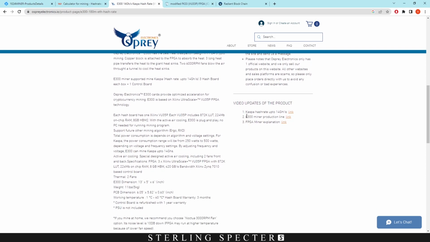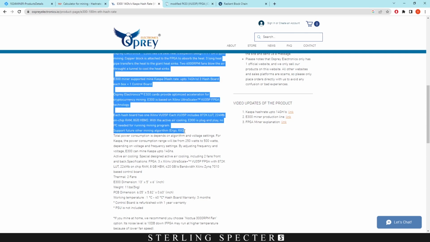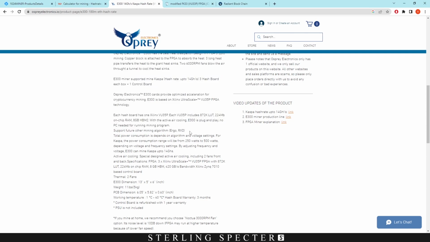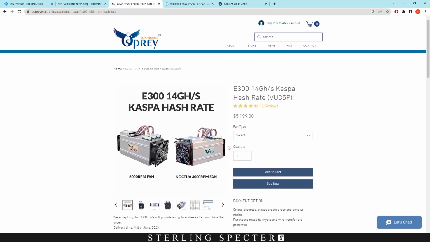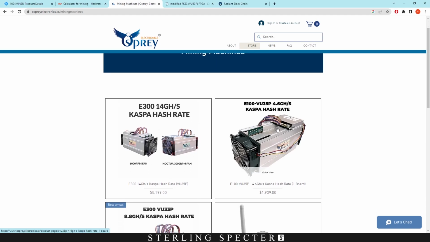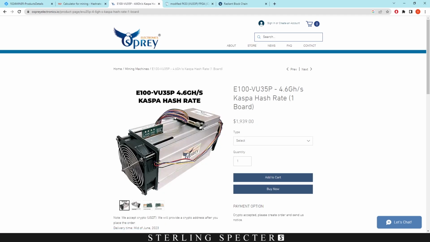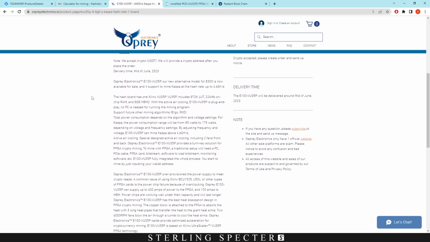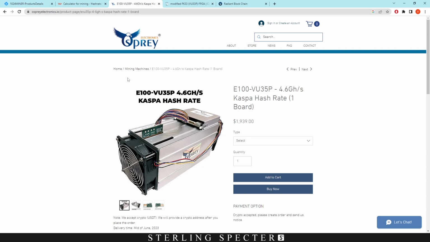However, if you scroll down, you can see that there is support coming in the future for other mining algorithms, Virgo and RXD, which is Radiant. I believe that has been known for a while. And they also have other mining machines. They have an E100, I believe, which is basically one board. So the E300 has three boards, and this has one board. If you can't afford the other one, I know the other one's cheaper if you divide it by three boards.